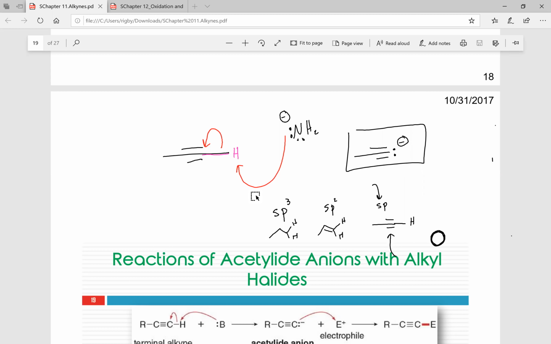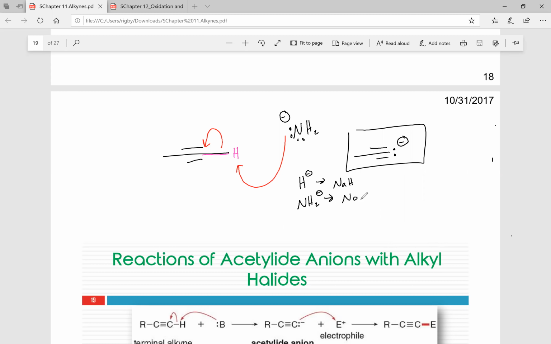Okay, so back to this concept right here. We said that now we have our acetylide ion. So let's quickly talk about what bases can be used to make an acetylide ion. Generally, you'll see H minus in the form of NaH. You'll see NH2 minus in the form of NaNH2, or you'll see an R group.